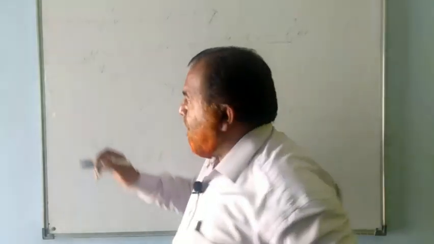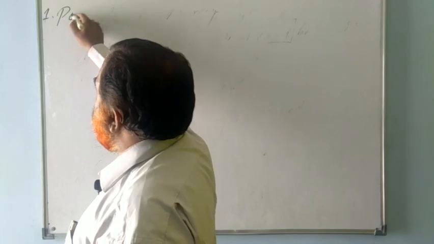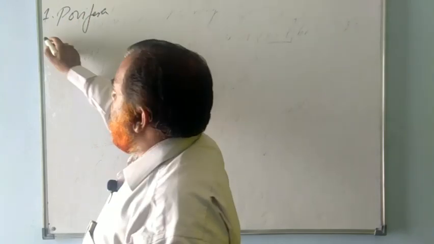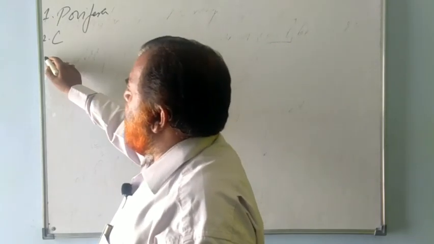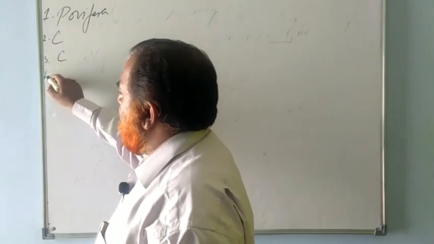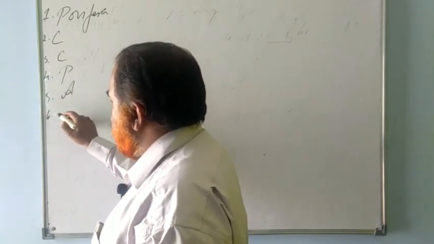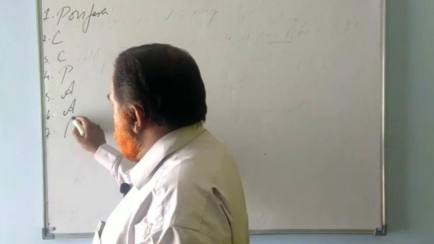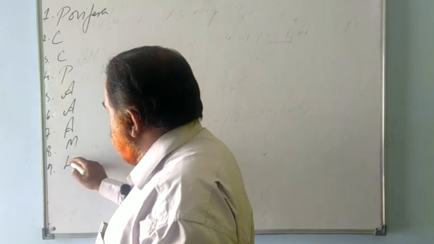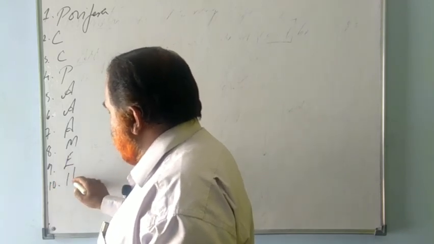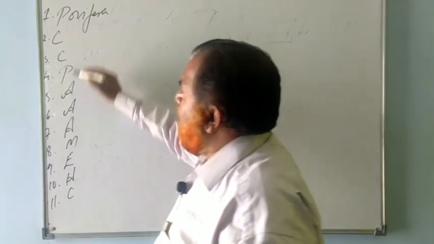Clear? The first phylum is known as Porifera. Second one, Coelenterata. Third one, Ctenophora. Fourth, Platyhelminthes. Fifth, Aschelminthes. Sixth, Annelida. Seventh, Arthropoda. Eighth, Mollusca. Ninth, Echinodermata. Tenth, Hemichordata. Eleventh, Chordata. What is my formula here?